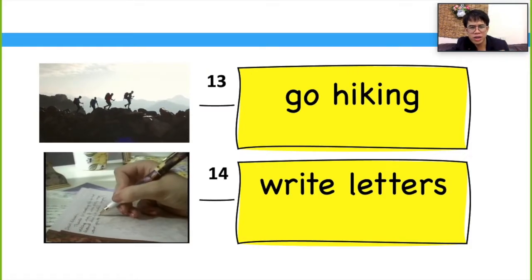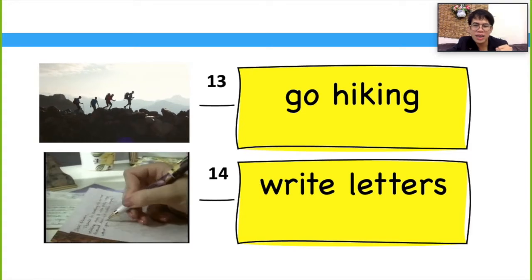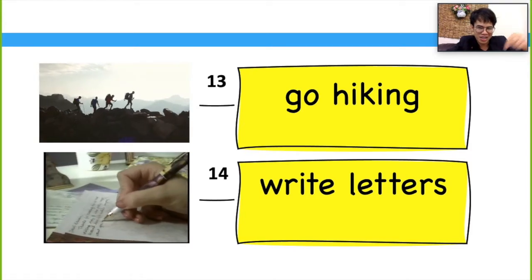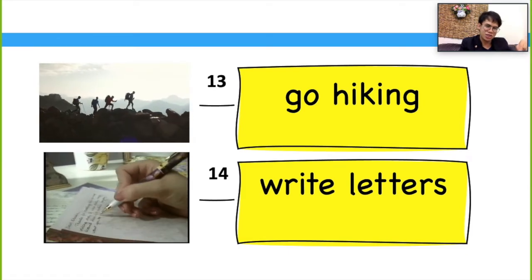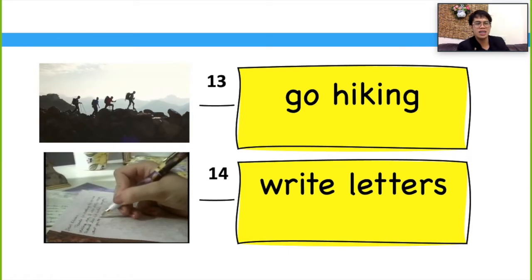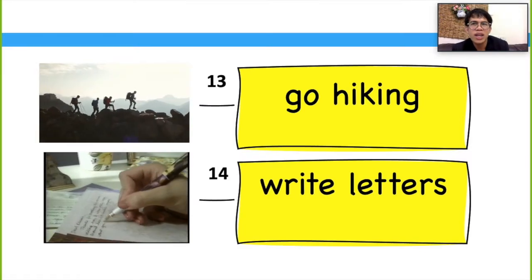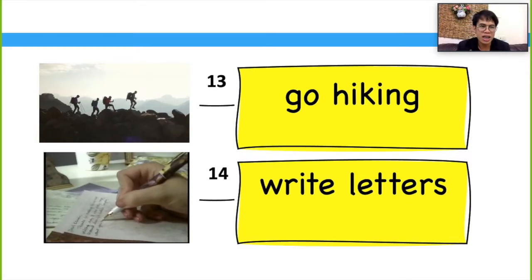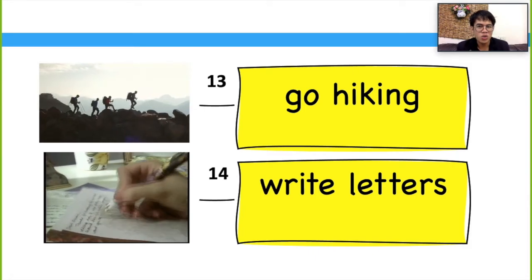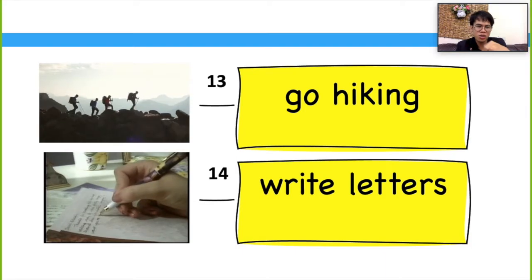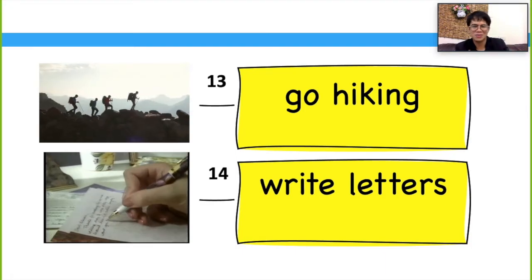So when we say write letters, you are writing a message. Okay, using a pen and a paper, you write a message. Okay, you write a letter and then you send it to someone. So before, when there was no phone, no internet, when you wanted to talk with your friends or with your family, you needed to write a letter.